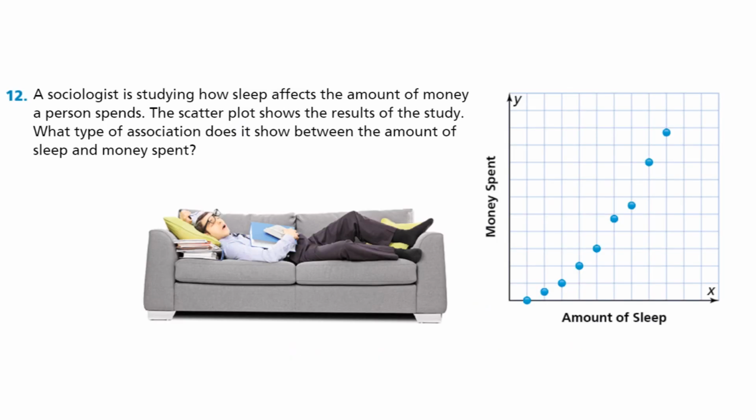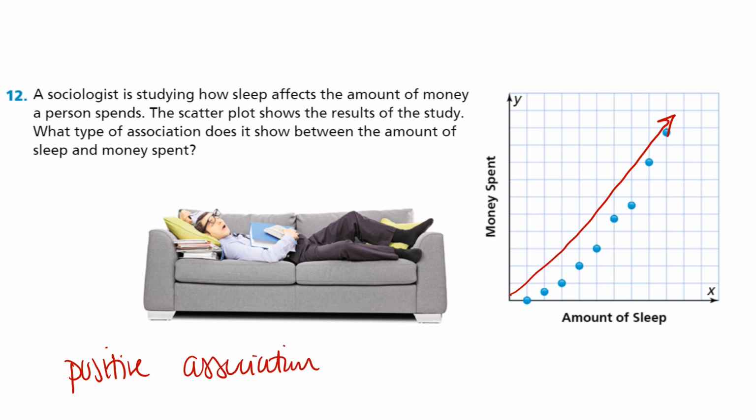Number 12, a sociologist is studying how sleep affects the amount of money a person spends. The scatter plot shows the results of the study. What type of association does it show between the amount of sleep and the money spent? So again, we can call this a positive association because the points are going in an upward direction. You could classify this as non-linear as well because you could draw the line in a curved format, and so either of those are correct answers.